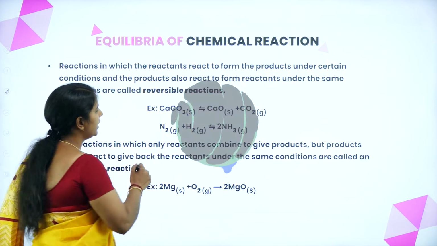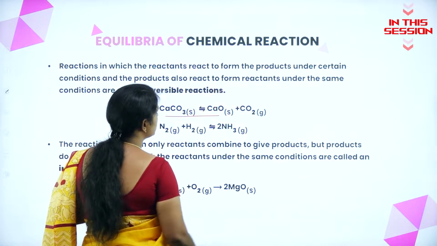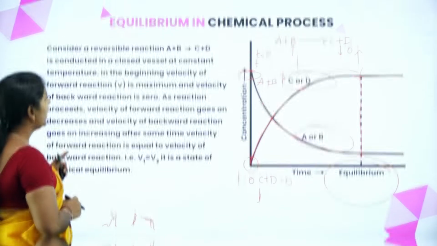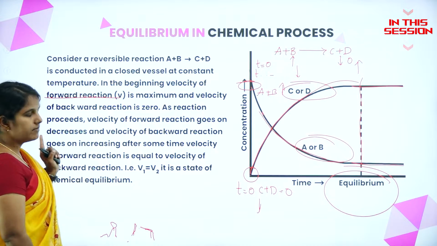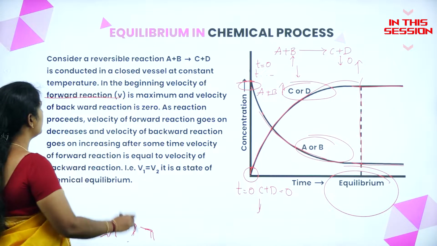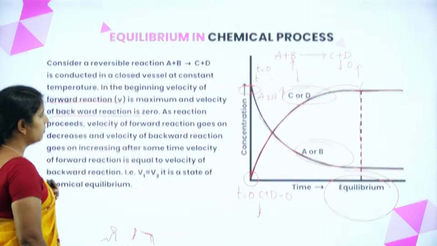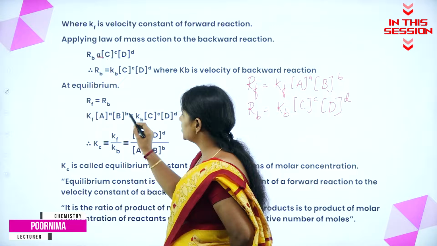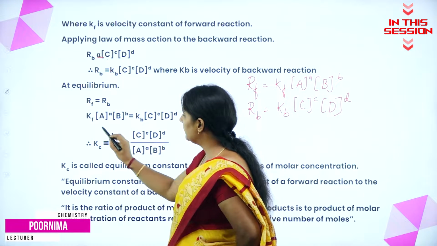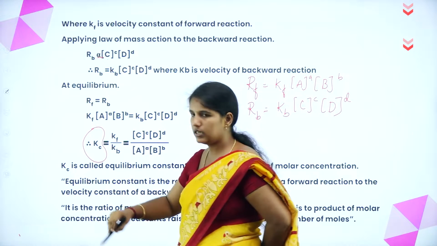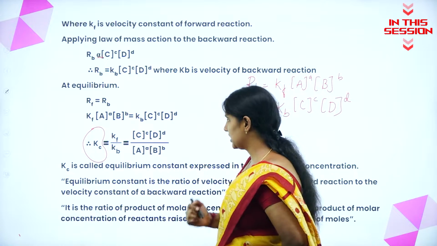The calcium carbonate, upon decomposition, gives calcium oxide and carbon dioxide. In the beginning, the velocity of the forward reaction will be at a maximum and the velocity of the backward reaction is 0. Dividing the molar concentration of the product by the molar concentration of the reactant, we consider a new term known as the equilibrium constant, that is Kc.